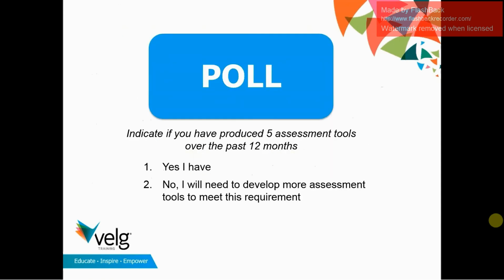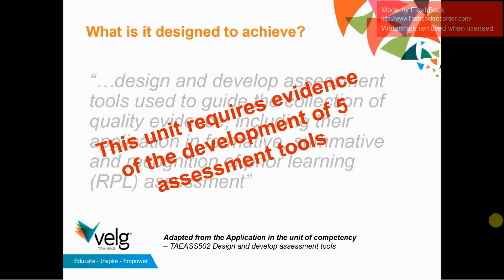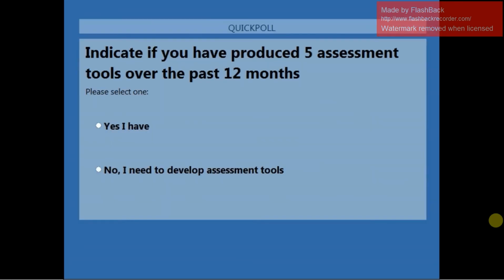Now, as I mentioned earlier, this particular unit requires evidence of 5 tools. So let's just say 5 of these tools I need to have produced. So let's have a little bit of a look and see, how many of you, if you have produced 5 assessment tools over the past 12 months, tick the yes box, if no, the no box, and we'll start to see, again, from the 80% of people who are with us, how many people already have this or have quite clearly the currency for this.